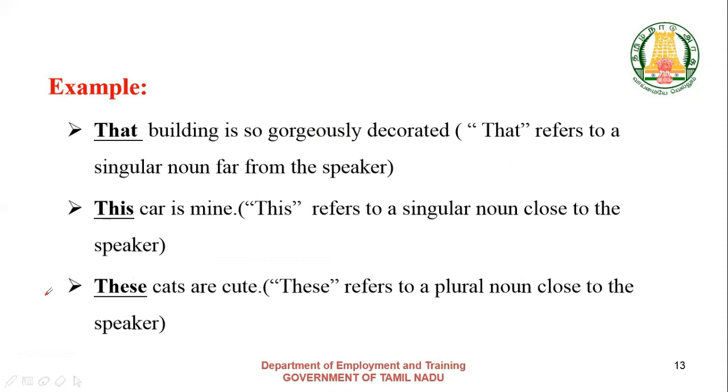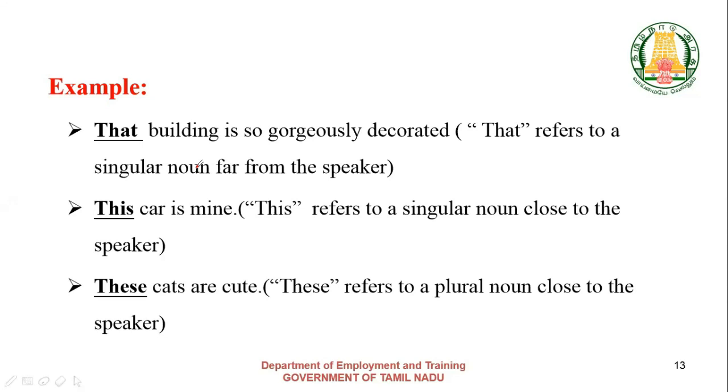An example for demonstrative adjectives, the first one, that. That building is so gorgeously decorated. In the sentence, that refers to a singular noun far from the speaker. Yes, it is very particular about the building, that person, that hotel, like that. So that is a demonstrative one.